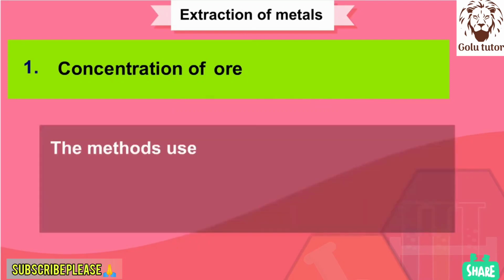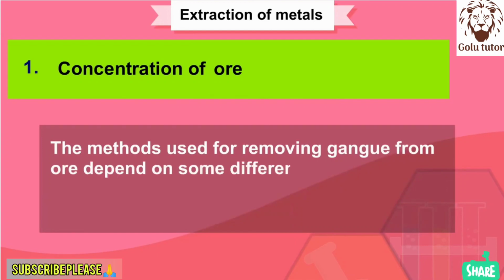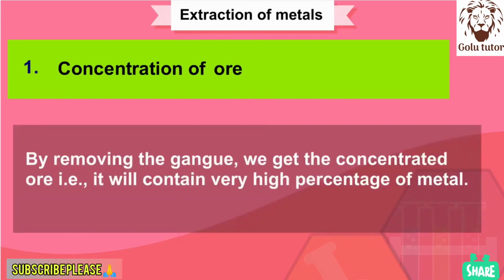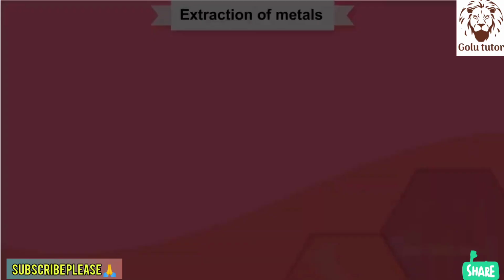The methods used for removing gangue from ore depend on some difference in the physical properties or chemical properties of the ore and the gangue. By removing the gangue, we get the concentrated ore. That is, it will contain very high percentage of the metal.